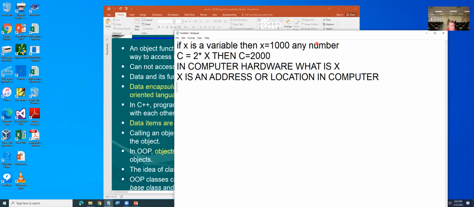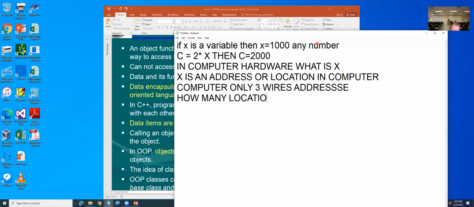If I get a computer with only 3 wires for the address, then question: how many locations? Eight. Okay, very good.